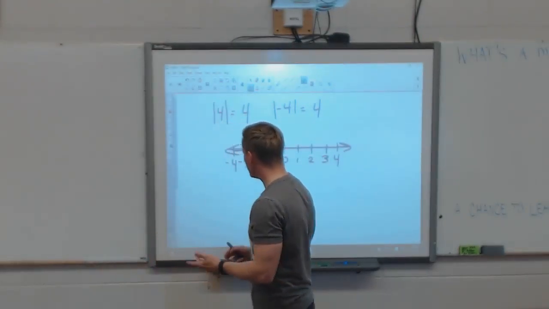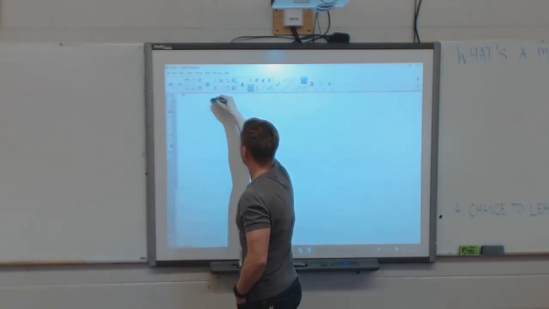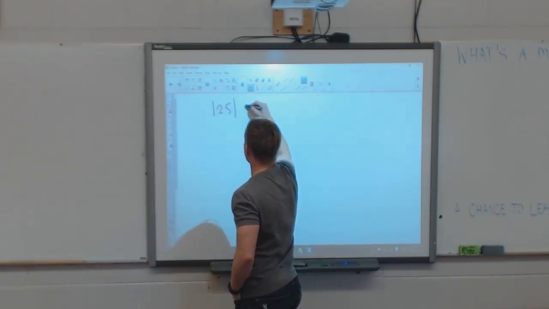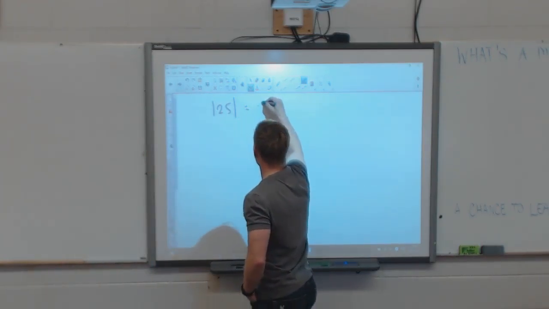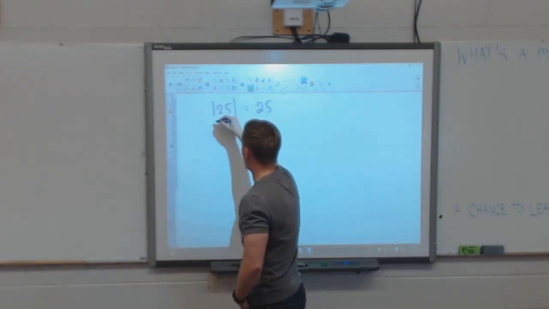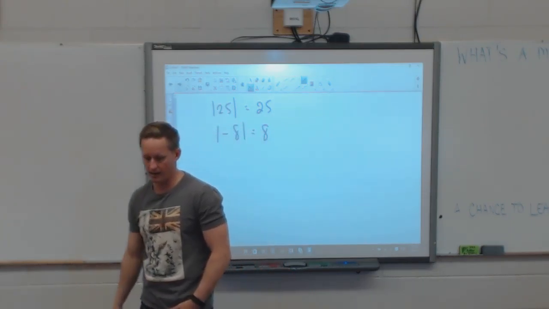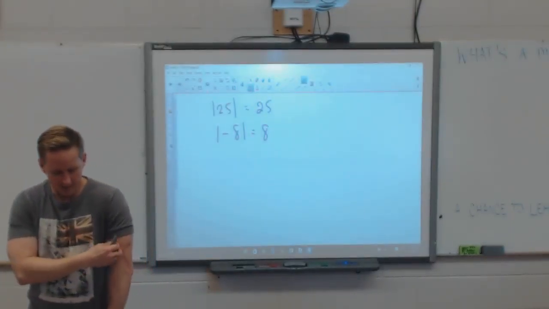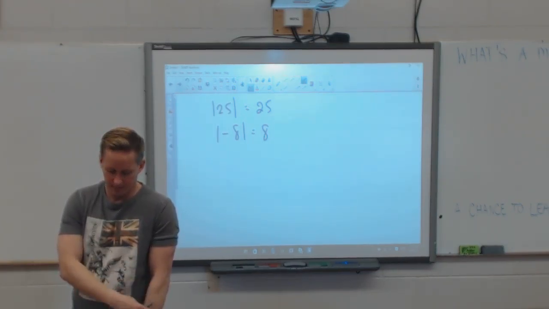All right? So first question says, what is the absolute value of 25? 25. That's how many units it is from 0. What's the absolute value of -8? 8. Simple, right? Then it says, write the following real numbers in order from least to greatest.